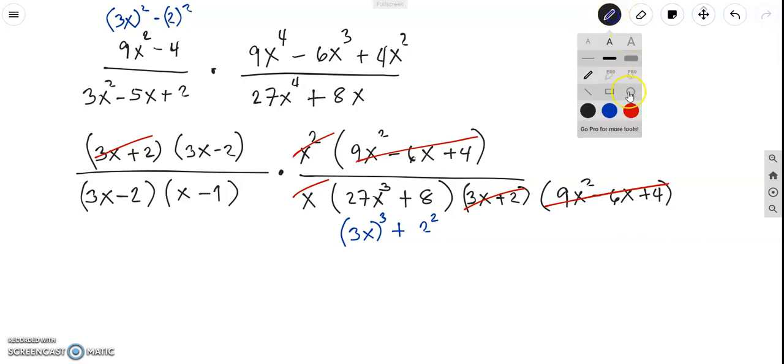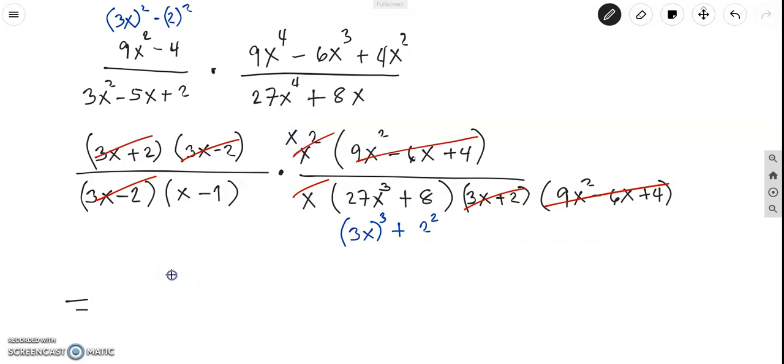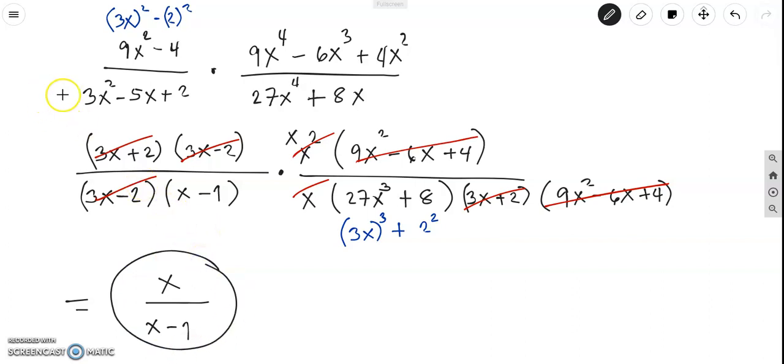Then after that, we cancel out, and the remaining answer will be equal to x over x minus 1. So this is our final answer. So once again, double check your answers.